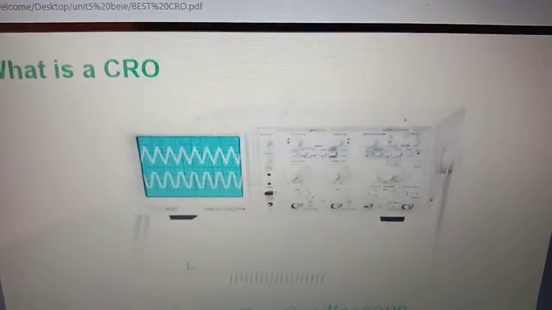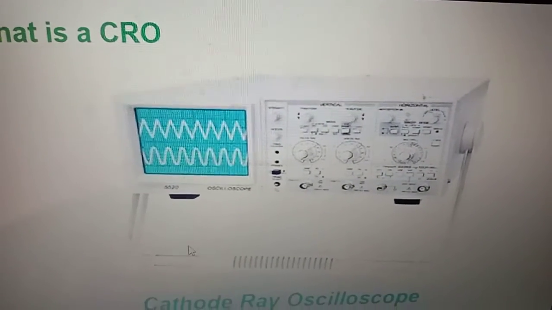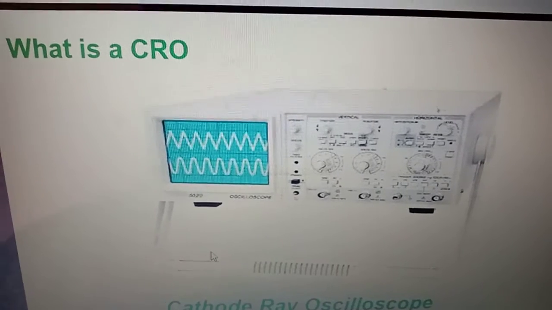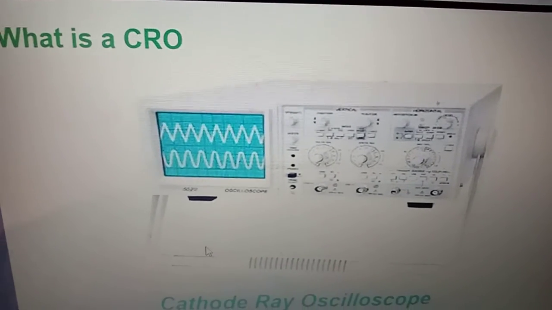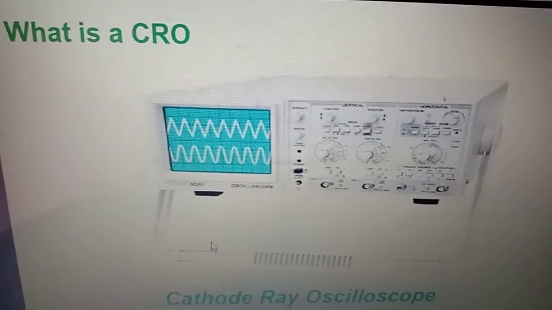This is the CRO which we are using in our electronics lab. You must all have seen it. This is the CRO we use in the electronics lab.